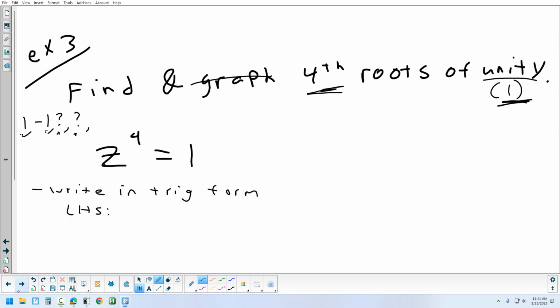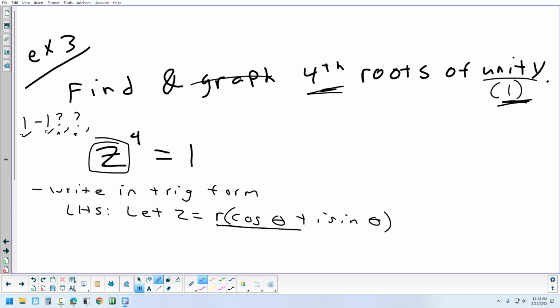So on the left-hand side, let z equal r(cosine theta plus i sine theta). Now, I didn't say anything about the power of 4. The power of 4 stays right where it is. You're just going to change what's in the box right there to what I wrote right above that underline.